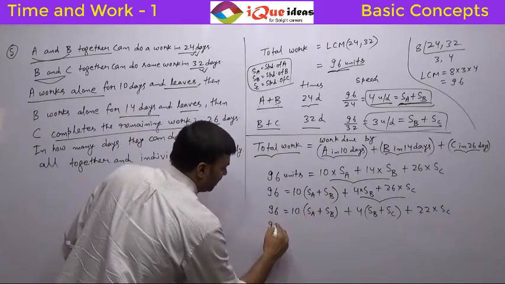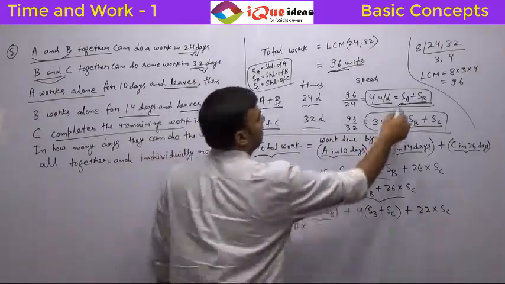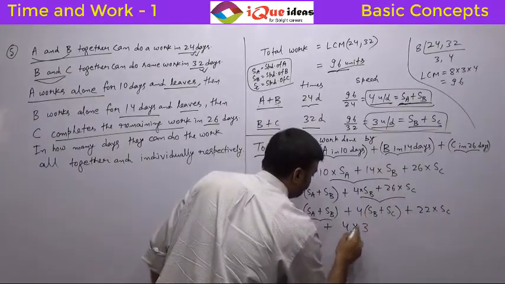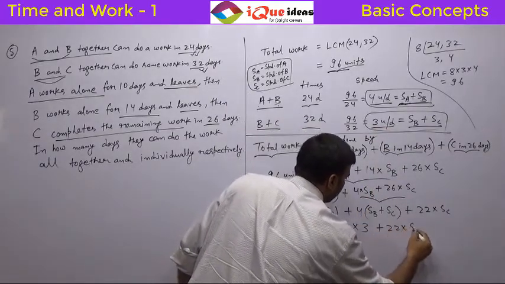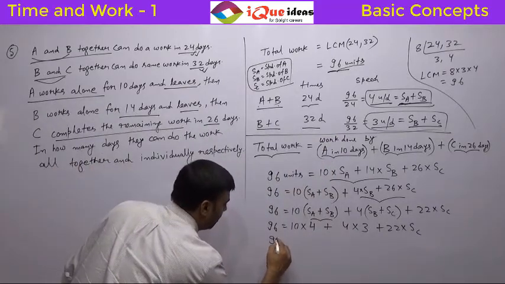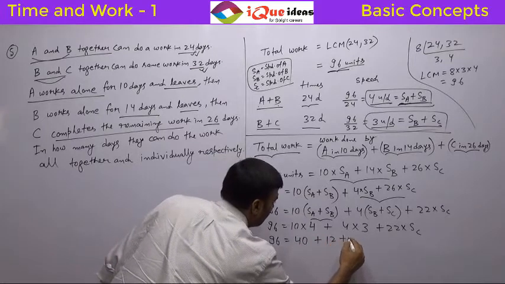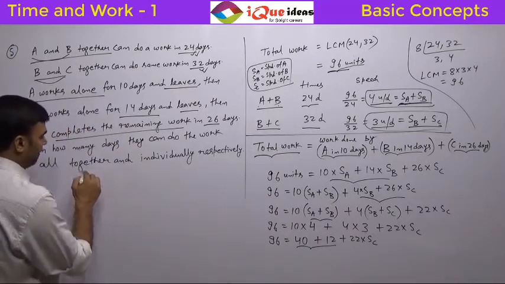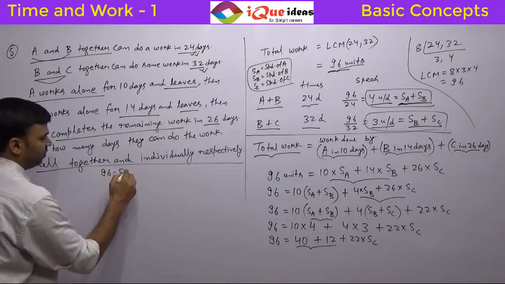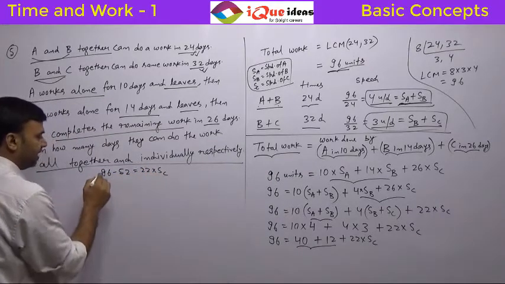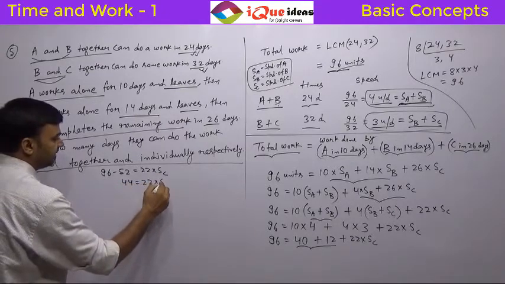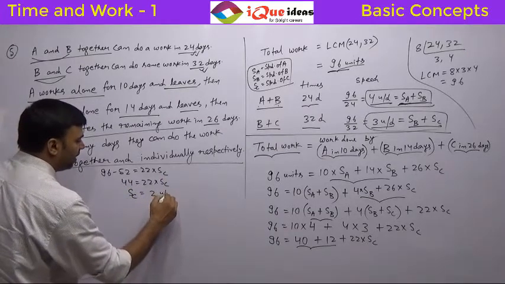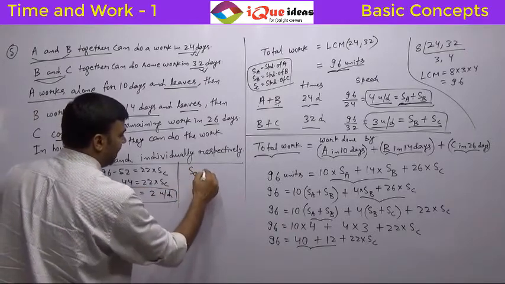We put it here. So 96 is equal to 10 into, what is the combined value of A and B? Combined value of A and B speed is 4. So 10 into 4, plus 4 into, what is the combined value of B and C? It is 3. So it is 4 into 3, right? Plus 22 times speed of C. So I'll write here now, it is 96 equal to 10 into 4 is 40, plus 4 into 3 is 12, plus 22 times SC. Now 40 plus 12 is 52. 96 minus 52. So we have 96 minus 52 equal to 22 times speed of C. Now 96 minus 52 is 44 equal to 22 times SC. So that means speed of C is equal to 44 by 22, that is 2 units per day. Fantastic. So we have speed of C as 2 units per day.